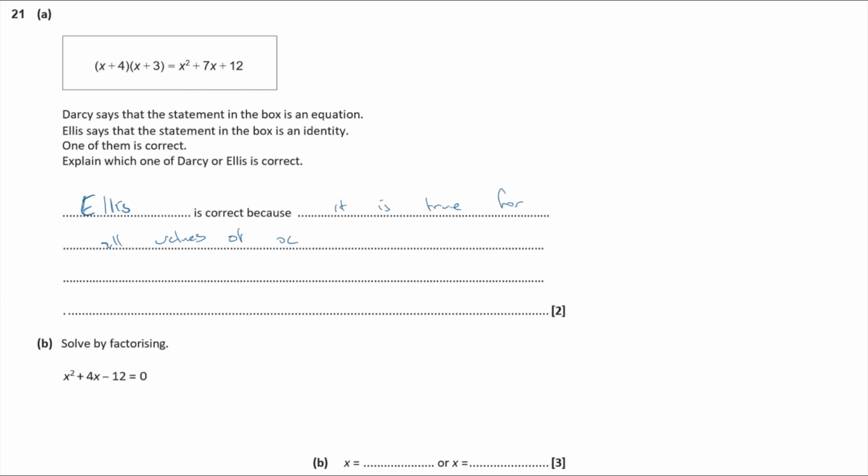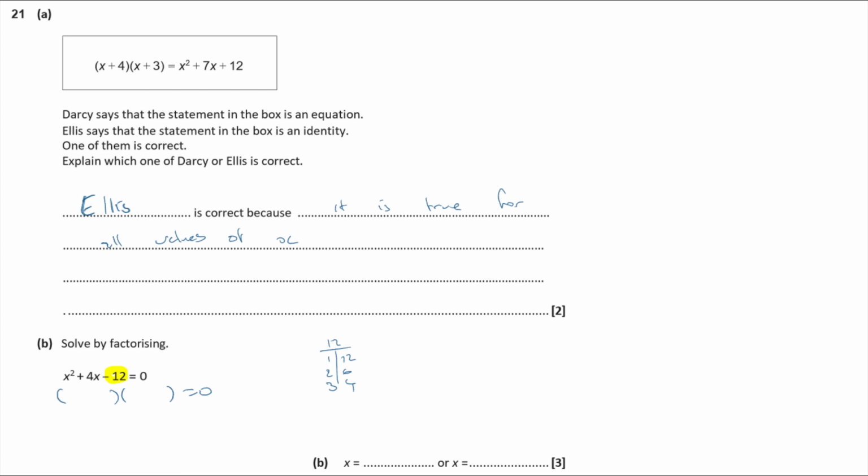Okay? Now, the next part says solve by factorizing x squared plus 4x minus 12 equals 0. Now, that's an equation. This is true for a couple of particular values of x. It's not true for every value. Okay? So, can I factorize it? When I factorize, I usually start with this number here, the 12 on the end. What are the factor pairs of 12? I've got factor pairs of 12: 1 and 12, 2 and 6, 3 and 4. They're all the different factor pairs.